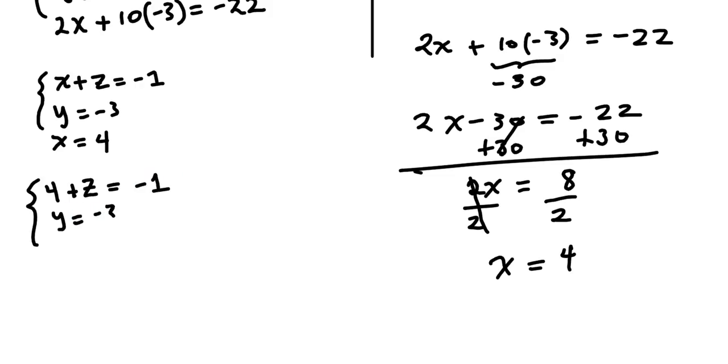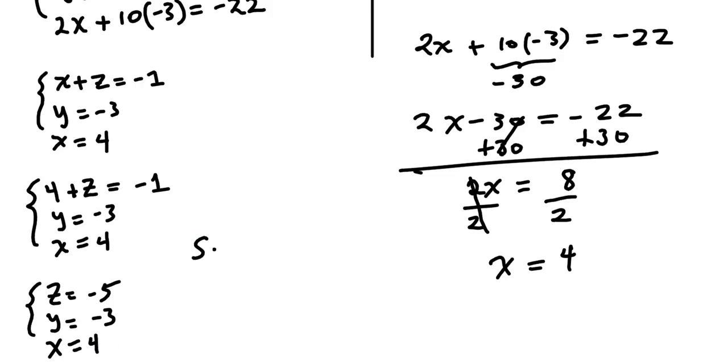Rewriting my other two equations. And obviously it's very easy to solve for z now. Just subtract 4 from each side. So then I have z equals negative 5, y equals negative 3, and x equals 4. So my solution set in set brackets has just one solution in it, one ordered pair, one triplet with x, y, z.